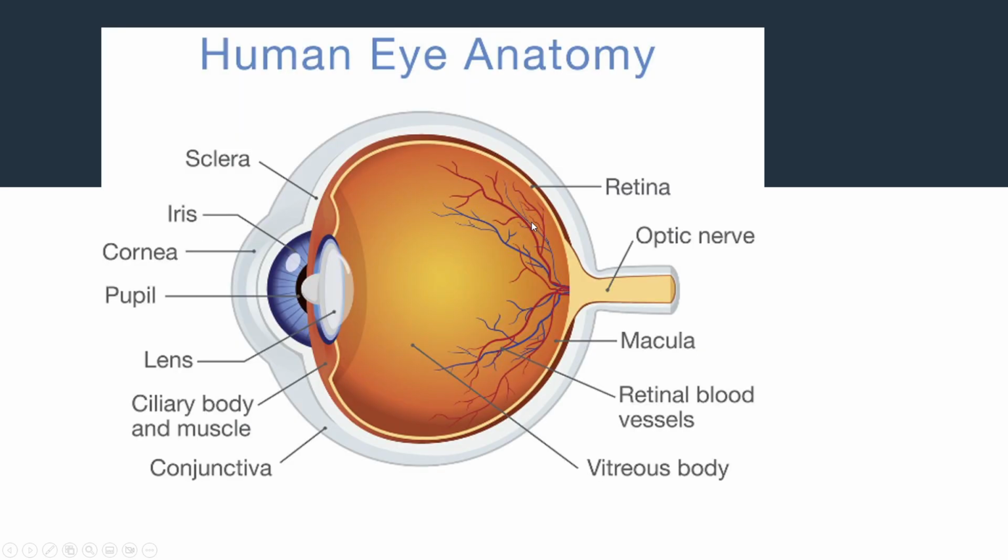In this diagram, you can see there are a lot of blood vessels in the eye. The red are the arteries, the blue are the veins.